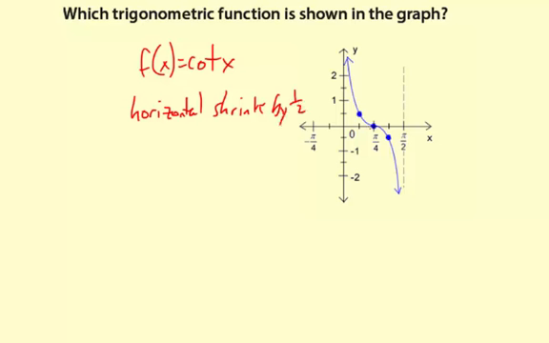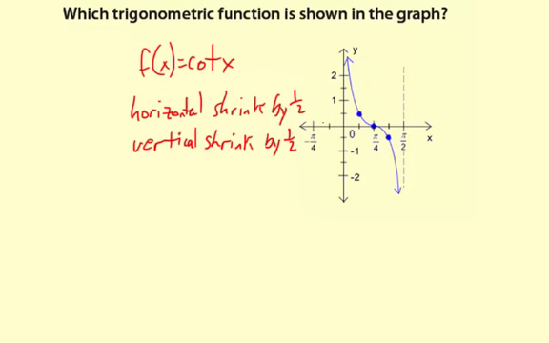Now also notice that the key point that's halfway between the 0 and the asymptote is only at 1/2 for the y. It should be at 1. That means there's a vertical shrink by 1/2. So this cotangent function is shrunken by 1/2 in both directions.